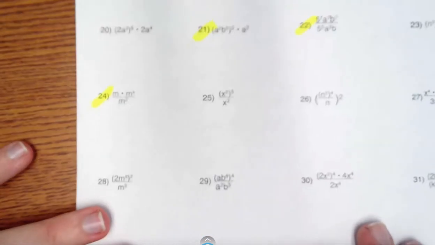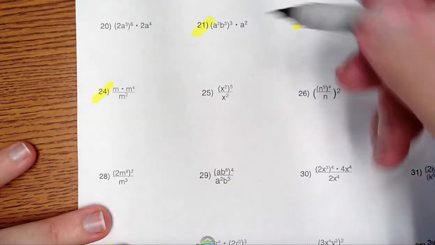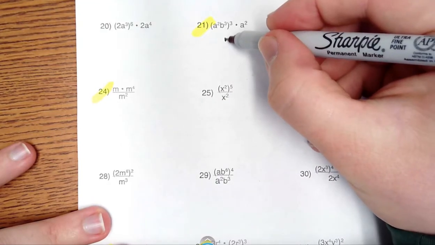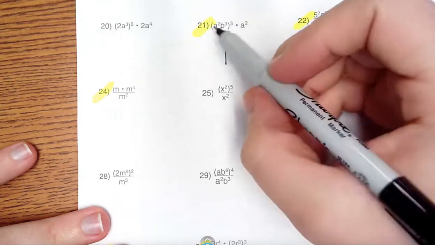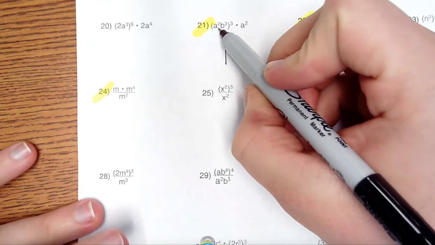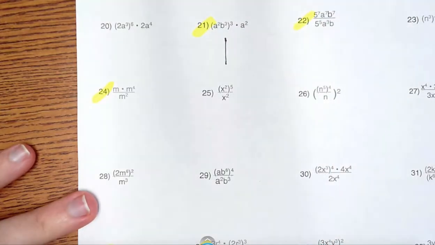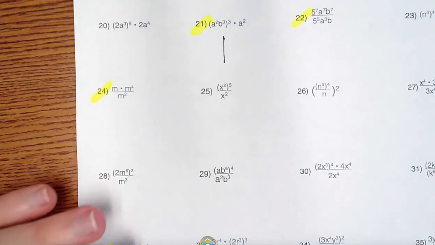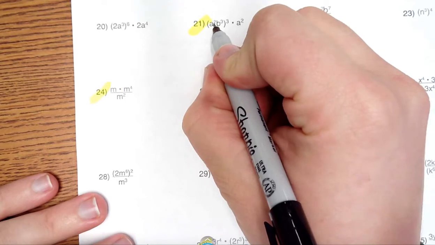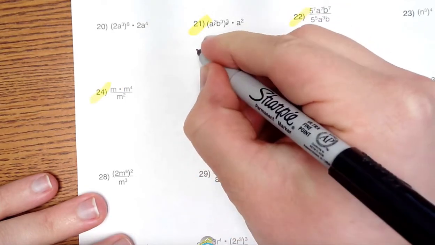All right. So 21, I'm going to do the exact same thing. I'm going to separate them. I'm going to put my a's on one side, b's on the other side. So this a is inside the parentheses. So like we did at the beginning, that's why I multiply all the exponents by what's on the outside. So we have two exponents. So 2 times 3 is 6. So I have a to the 6th.